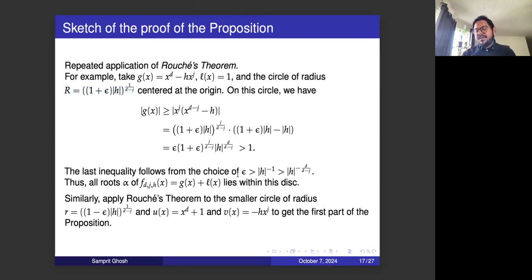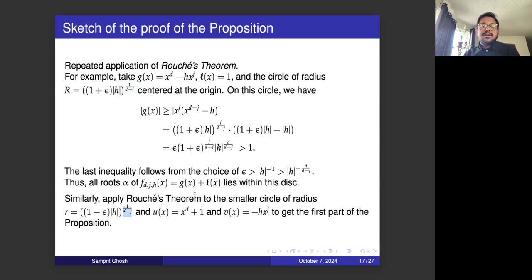Similarly, we can apply it again. As I said, it's just repeatedly applying Rouché's theorem. We can apply Rouché's theorem in the smaller circles and figure out how many roots there are inside, and then subtract to say that these many roots are here, that many roots are there. So this gives us the large roots. Here we are taking modulus h to the 1 over d minus j.